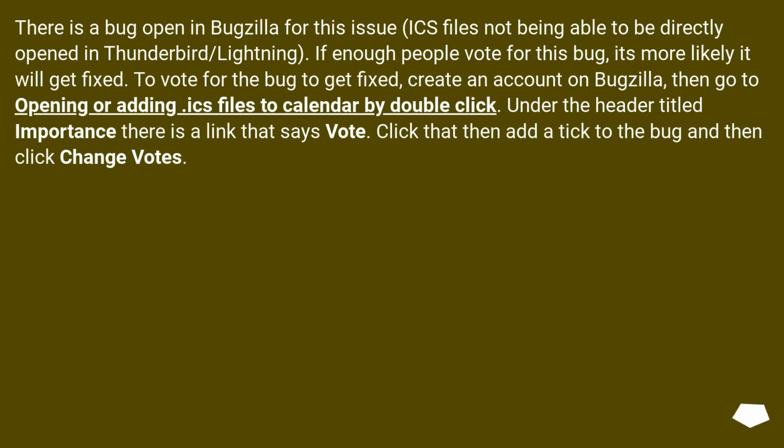There is a bug open in Bugzilla for this issue, ICS files not being able to be directly opened in Thunderbird/Lightning. If enough people vote for this bug, it's more likely it will get fixed. To vote for the bug to get fixed, create an account on Bugzilla, then go to "Opening or Adding ICS Files to Calendar by double-click". Under the header titled Importance there is a link that says Vote. Click that, then add a tick to the bug and then click Change Votes.